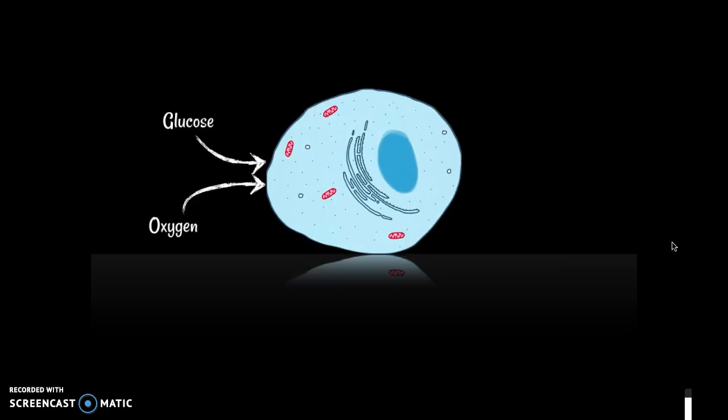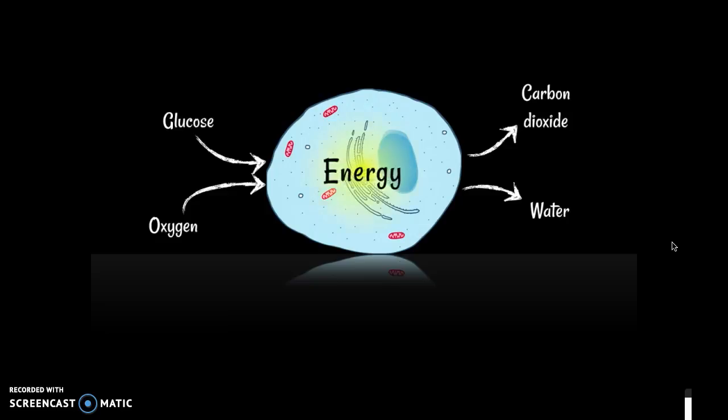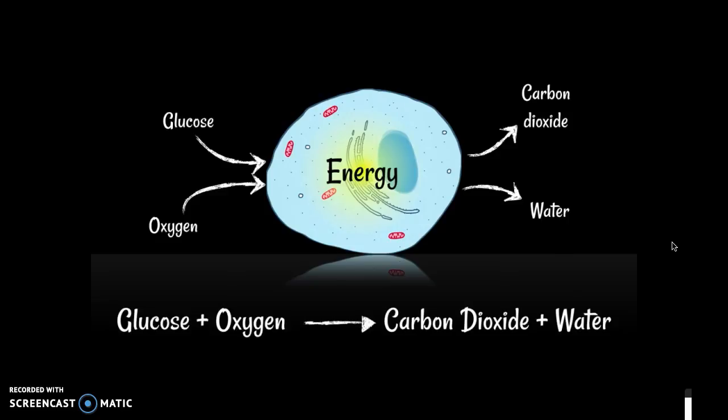Glucose is provided by your food and oxygen is provided through breathing, and a whole series of complex chemical reactions take place, but the result is carbon dioxide and water are produced. In that process, energy is released. The word equation for this is dead simple. You just plug in those things that we've mentioned going into and out of the cell. Glucose plus oxygen goes to carbon dioxide and water. And this process is specifically known as aerobic respiration.